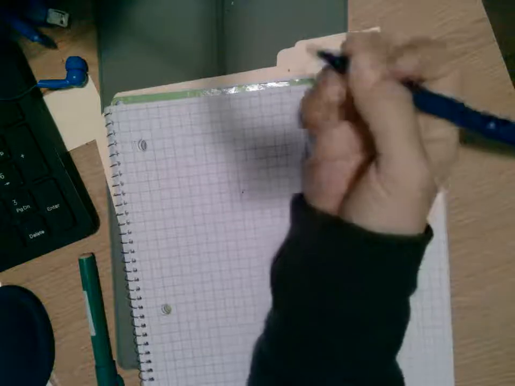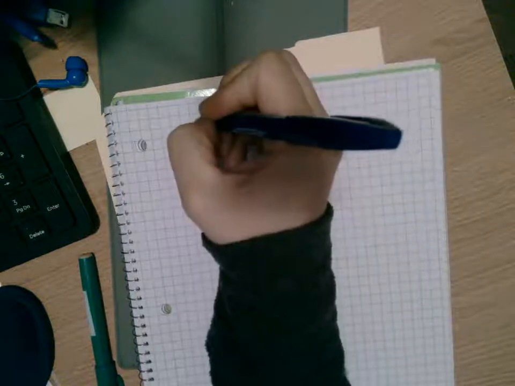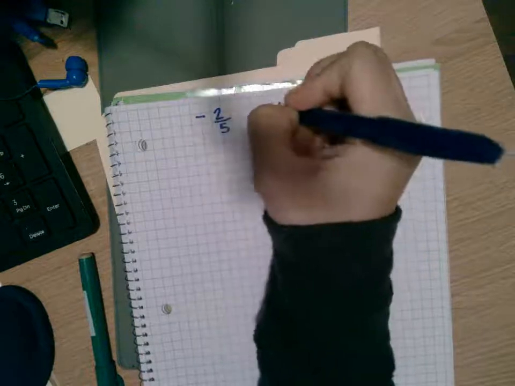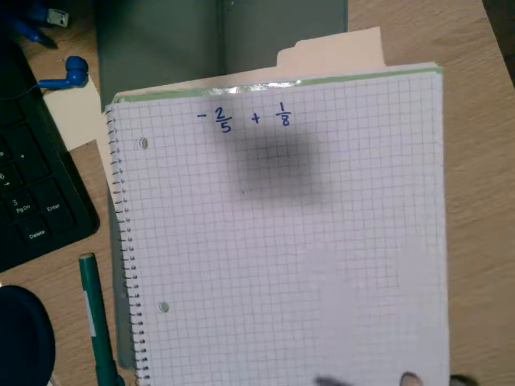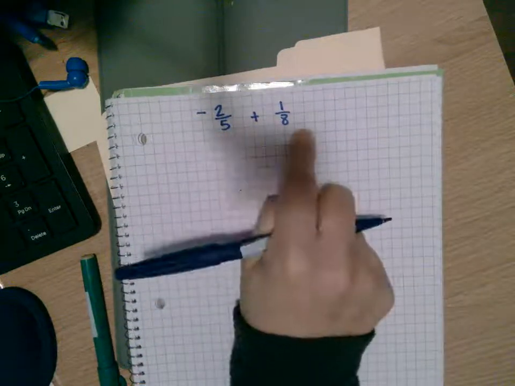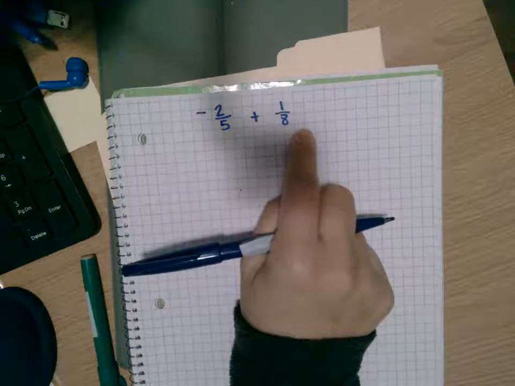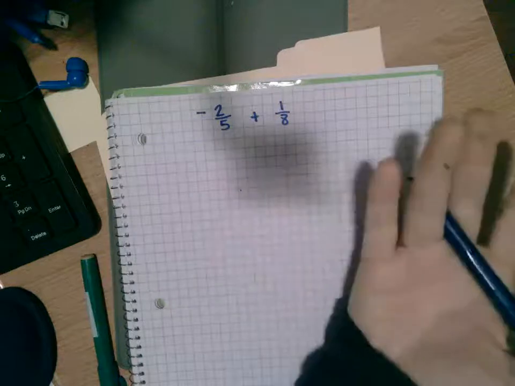Now let's do some 7th grade. Yay! Okay. Your original problem would be, let's see, negative 2/5 plus 1/8. Now, they're usually written horizontal. I'm not a fan of that. Now, you can do whatever which way you want, but you have to show work.